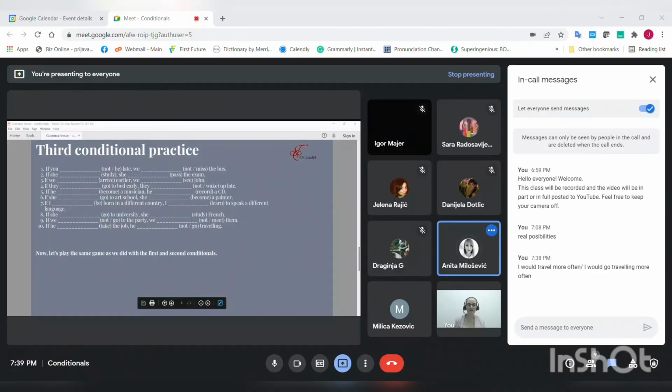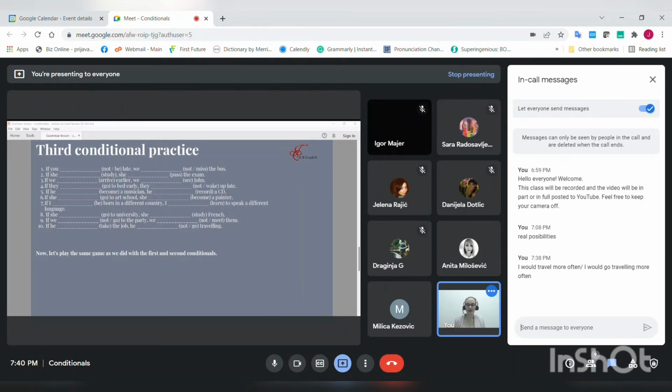If you had not been late, we would have not missed the bus. Exactly. One more time. If you had not been late, or if you hadn't been late, we would not have missed the bus, or we wouldn't have missed the bus. Very good. The reality is that somebody was late and you missed the bus. Good job.